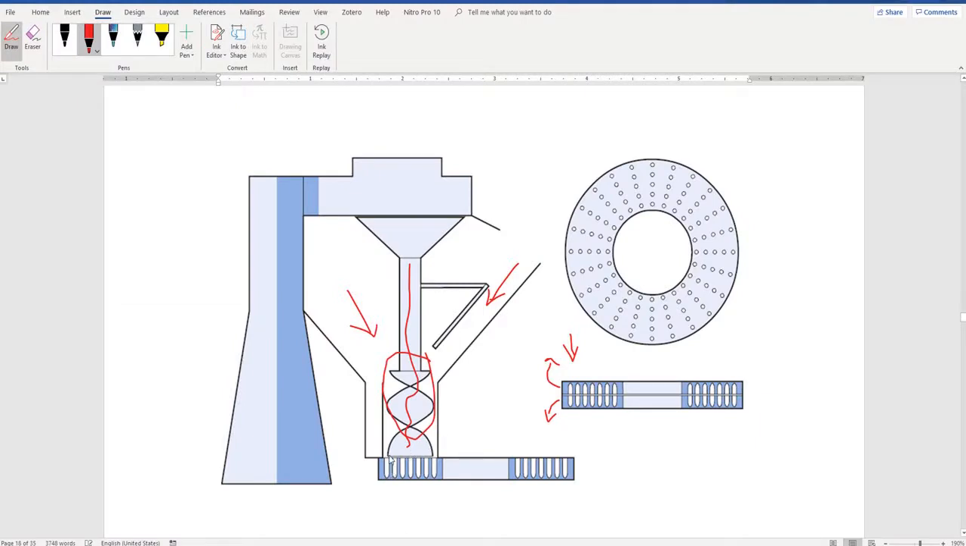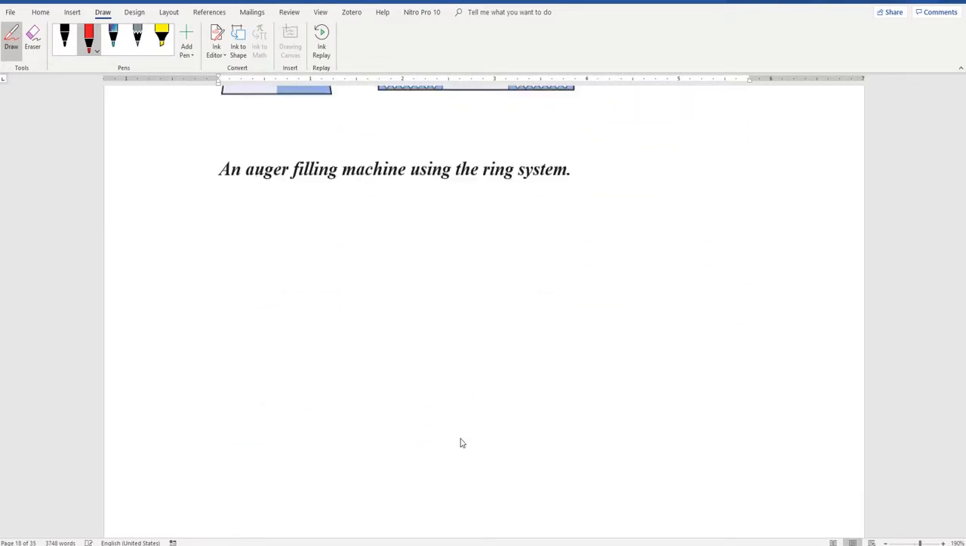Now the amount of powder filled, of course, will depend on the body, but also the rotation of the auger will determine how much gets inside the body. Also, the speed of rotation of the lower ring will determine how much gets filled inside the body. But again, this is a dependent dosing system, meaning it depends on the body of the capsule.